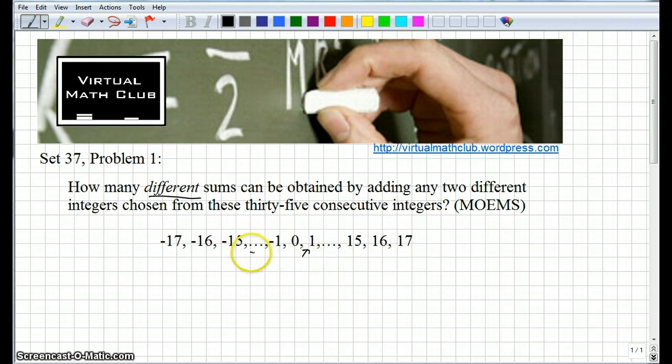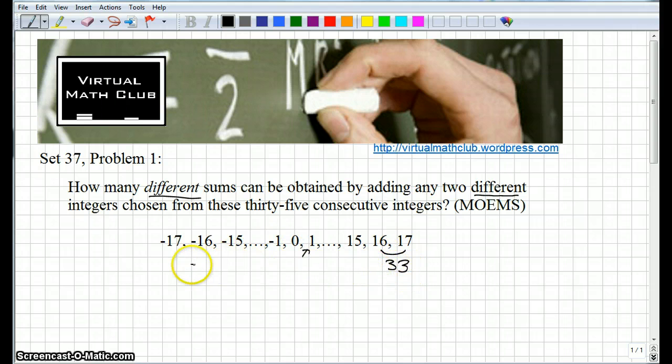So let's figure out what the maximum and the minimum of the sums are. And if you read carefully, you have to have two different integers from this list. So you can't choose 17 twice and get 34. So the biggest number that you can get when you add any two integers from this list is 33, right? 16 plus 17 is 33. And anything else that you add to 17 is just going to be smaller. So that's as big as you can get.